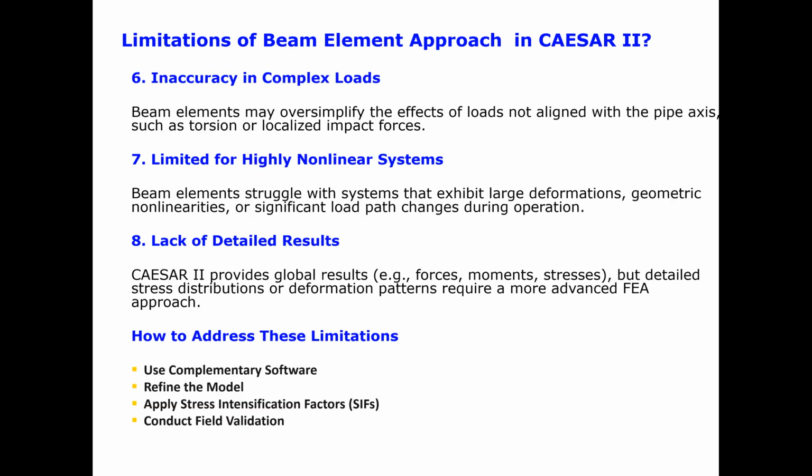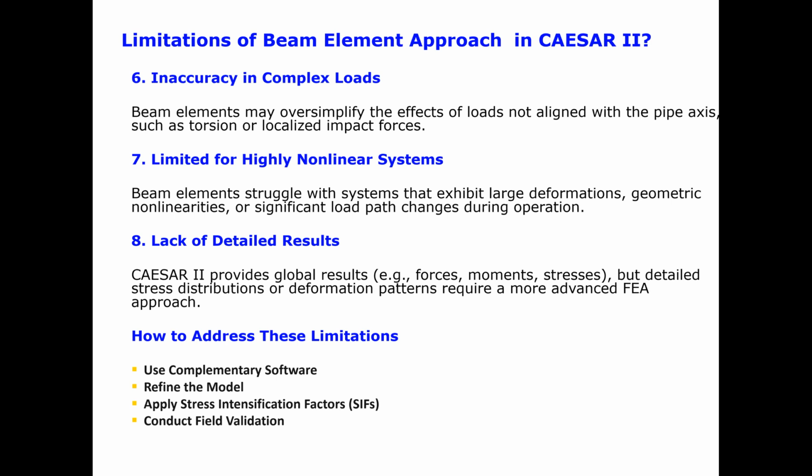Six, inaccuracy in complex loads. The first one is non-axial load. Beam elements may oversimplify the effect of loads not aligned with the pipe axis, such as torsion or localized impact forces. Secondly, the fluid dynamics effect. The pressure surge, pulsation or turbulence effect on the pipe structure are not fully modeled in Caesar.